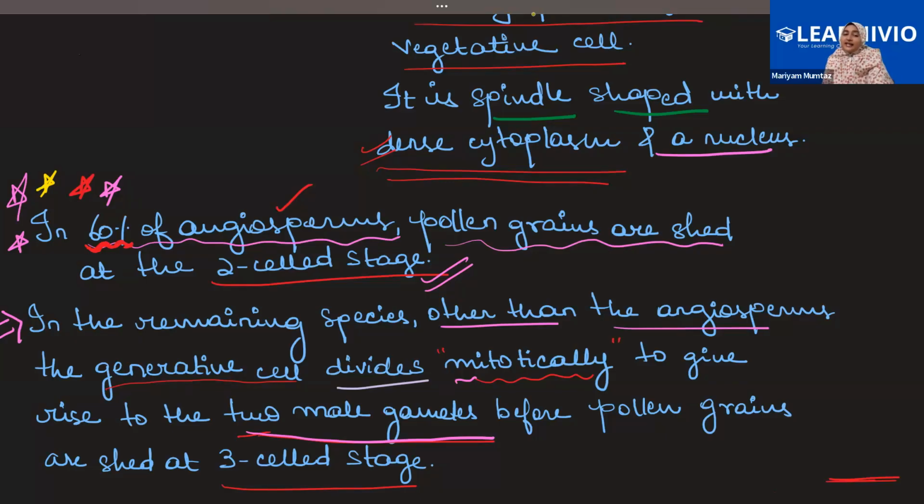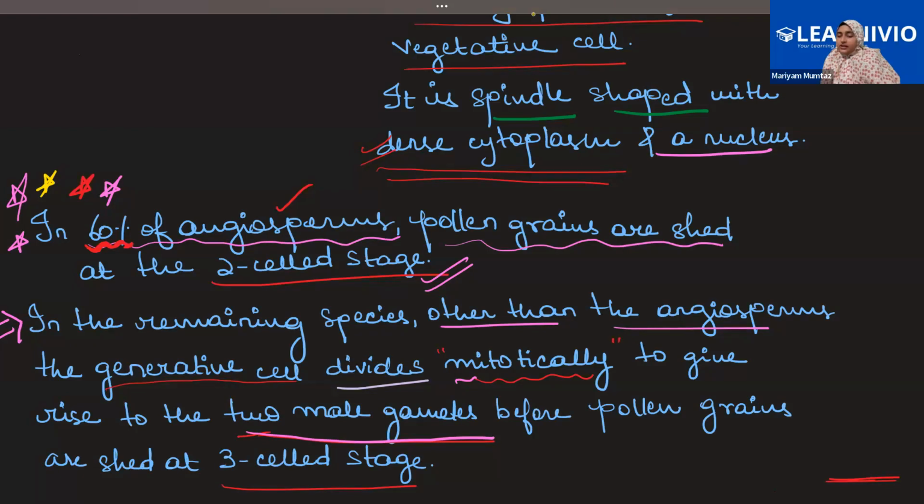So in about 60% of angiosperms, the pollen grains are shed at the two cell stage. Meaning whenever the pollen grain is liberated or spread, it is shed in the two cell stage. Meaning what cells will be present in this pollen grain? Vegetative cell and generative cell.